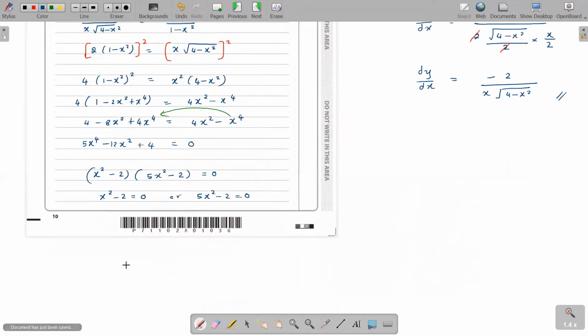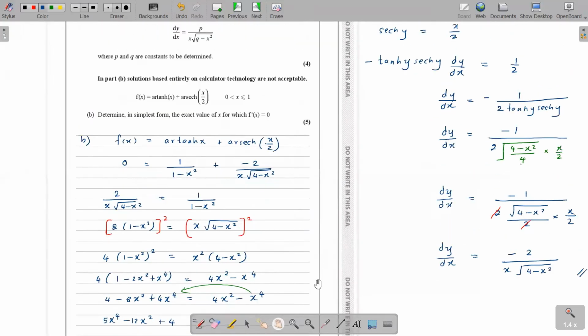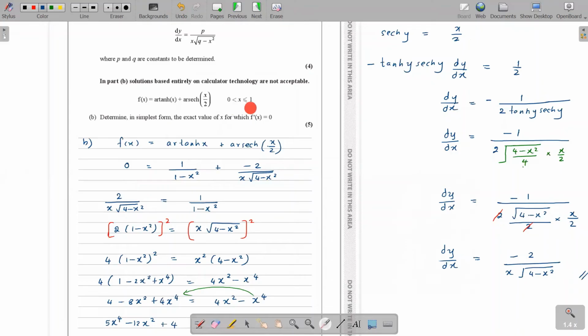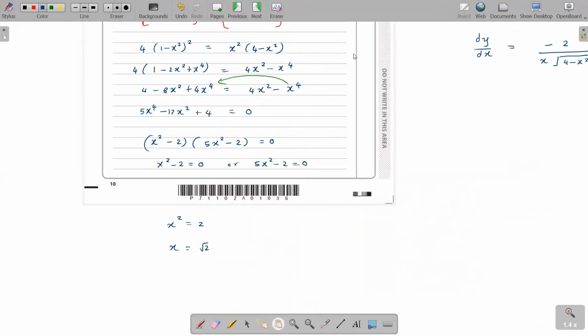When you solve, we get x square equals 2, so x equals root 2. Do I need to put plus or minus? No, right? I don't need to put plus or minus because they have told me here x is greater than 0 and less than or equal to 1. So only positive x values need to be considered. And the other answer, 5x square equals 2, basically x square is 2 over 5, which means x is root of 2 over 5.